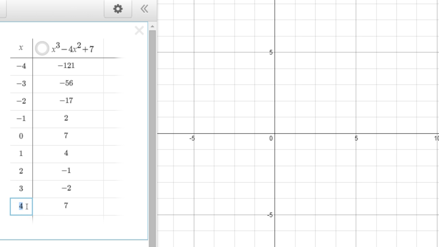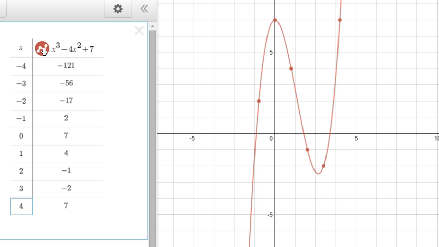So that's how they used to do it back in the day before graphing calculators. Today we just graph it and we look at the x-intercepts. But you can actually look at a table and see it, and it's kind of nice to see the history of what's going on.